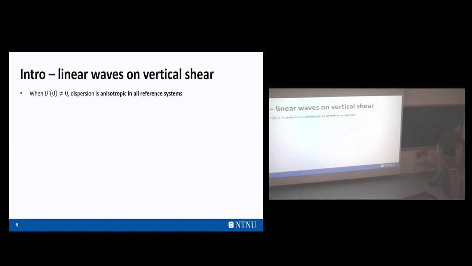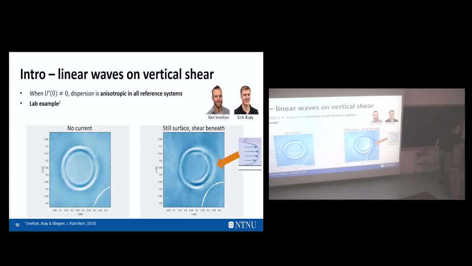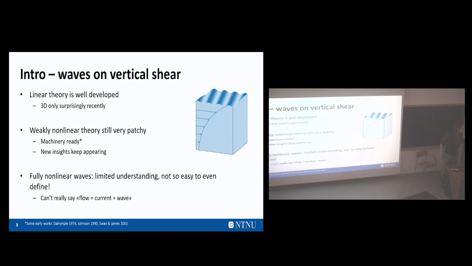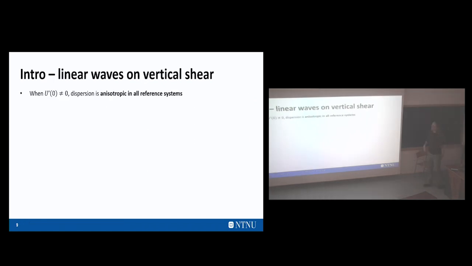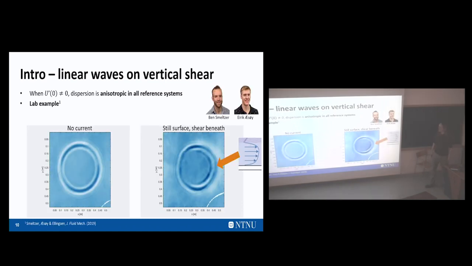Anyway, when u varies with depth, it should be z, u derived as z, then the dispersion is anisotropic in every system of reference. This is different from where there is no depth dependence. Then you can go to the local system of reference that follows the surface, and then the surface can be transformed out of the equations with a Galilean transformation. You can't do that here. So the system is fundamentally anisotropic.